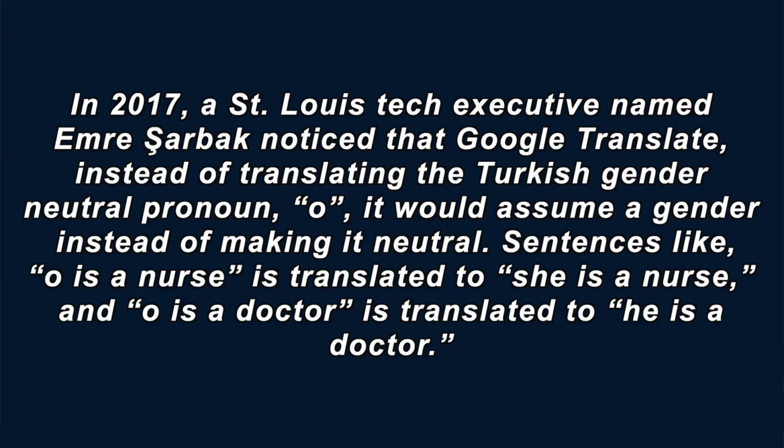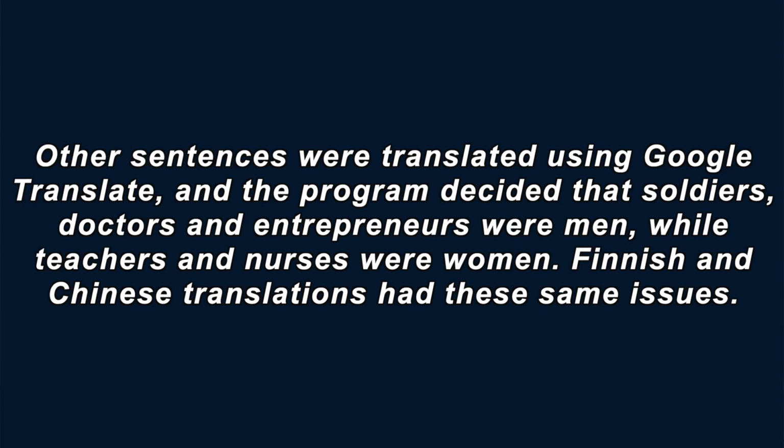For a gendered example, in 2017, a St. Louis executive named Emre Sarbak noticed that Google Translate, instead of translating the Turkish gender-neutral pronoun O, would assume a gender instead of making it neutral. Sentences like "O is a nurse" is translated to "she is a nurse," and "O is a doctor" is translated to "he is a doctor." They used other sentences in Google Translate, and the algorithm decided that doctors, soldiers, and entrepreneurs were men, and nurses and teachers were women. This also happened when they used gender-neutral terms in Finnish and Chinese.